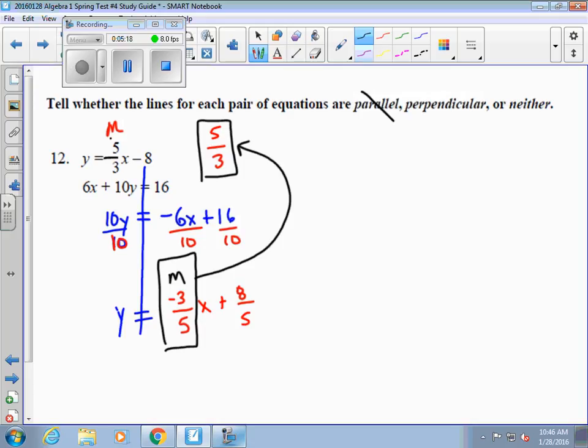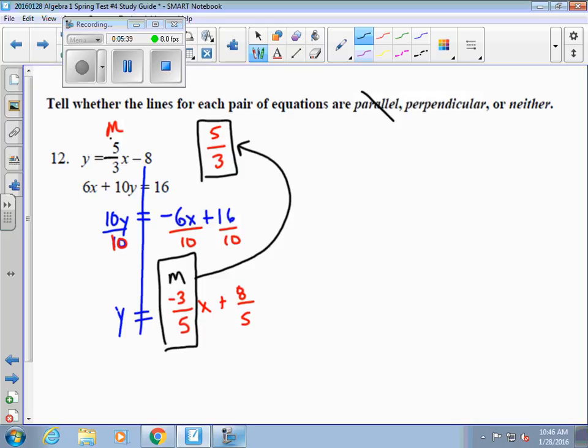Perpendicular lines have what's called the negative reciprocal when you're talking about the slopes. Remember, that's just a fancy phrase that means flip it, and then change the sign. From 5 over 3, if you flip that, it becomes 3 over 5. So far so good with that. And positive 5 over 3 becomes negative 5 over 3.